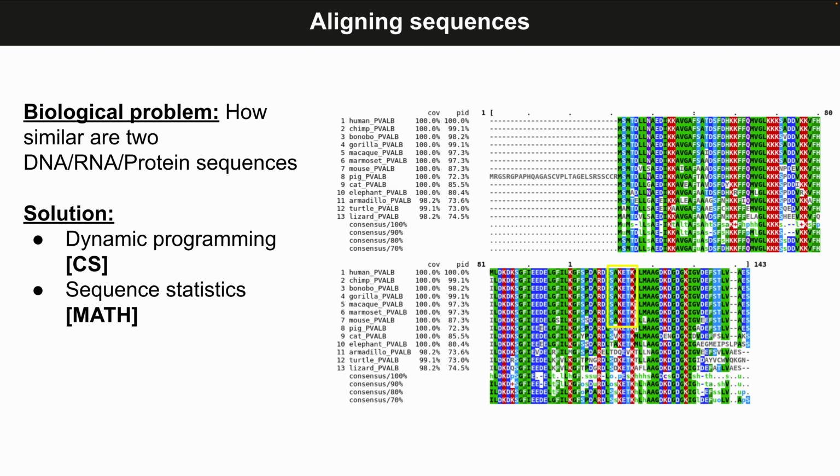How do we do this? We take tools from computer science, including dynamic programming and some sequence statistics. So it's a mix of a CS and a math problem, that how do you come up with the most optimal solution to do this kind of alignment.